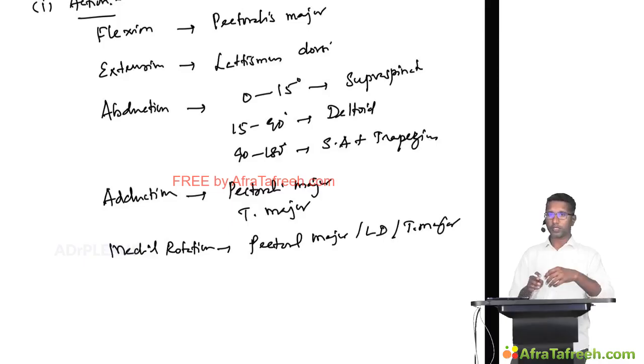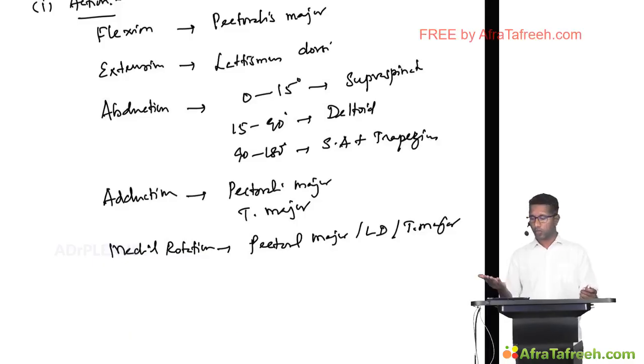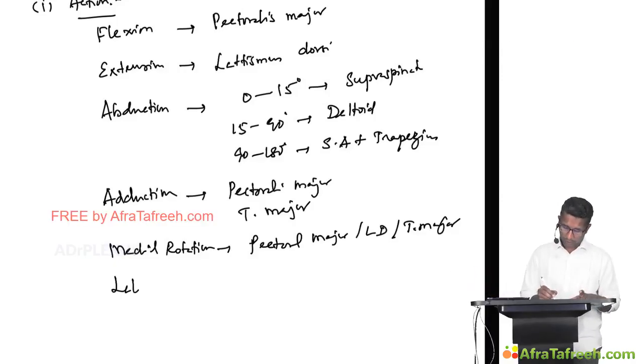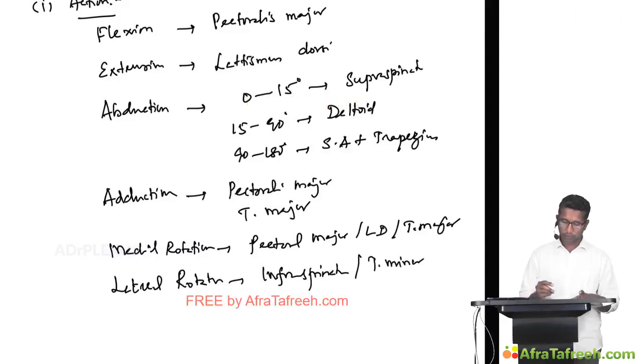What is called medial rotation? If you keep your limb like this and take the palm towards your body, that is called medial rotation. And this is called lateral rotation. The lateral rotators of the shoulder joint are mainly the infraspinatus and the teres minor muscle. Okay, fine, guys.